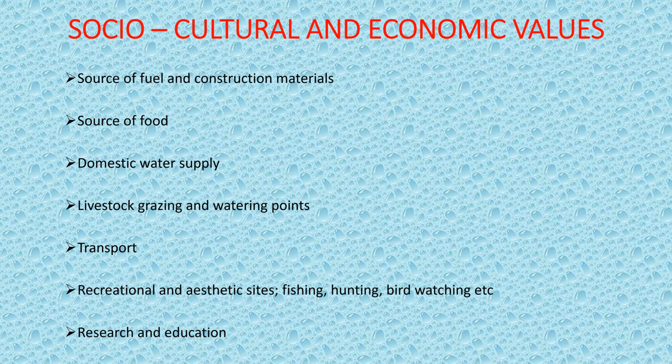So then we look at the importance of wetlands to man. That is the socio-cultural and economic values. Wetlands are a source of fuel and construction materials. For example, timber, papyrus reed for mats, firewood. They are also a source of food. For example, fish, which is a rich source of omega-3, and wild fruits. Wetlands also provide domestic water. They are also an area for livestock grazing and watering points for other wildlife.